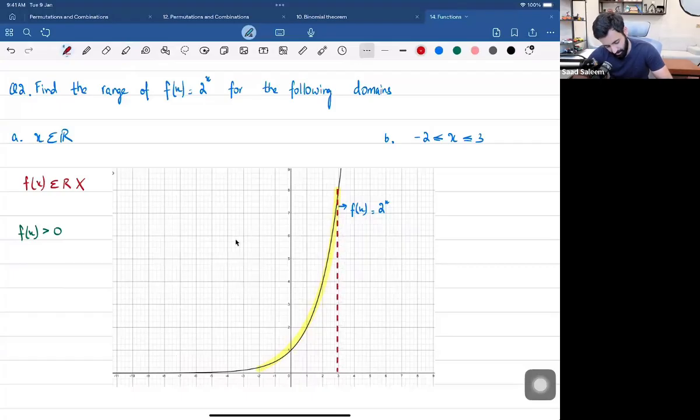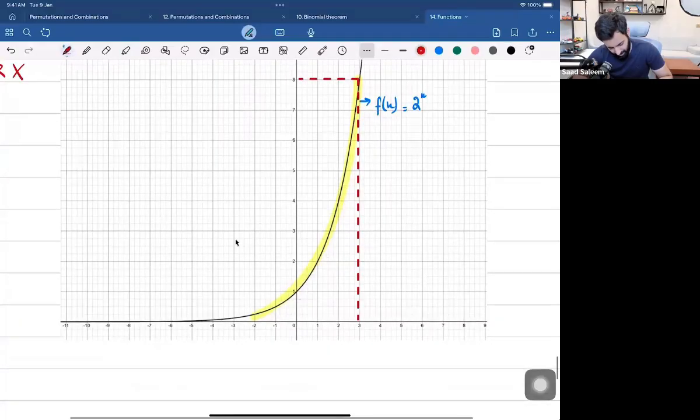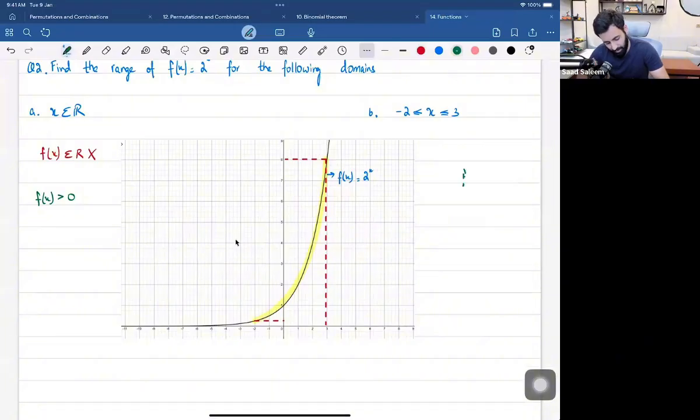So if I plug in 3, the corresponding y value is 8. If I plug in -2, I can't read it from the graph. Actually, you can read it from the graph, but to get an exact value, just plug it in the equation, and you will notice that if you plug in -2, you get 0.25. That's correct. So the range will be the following. F of x is greater than or equal to 1/4, lesser than or equal to 8.